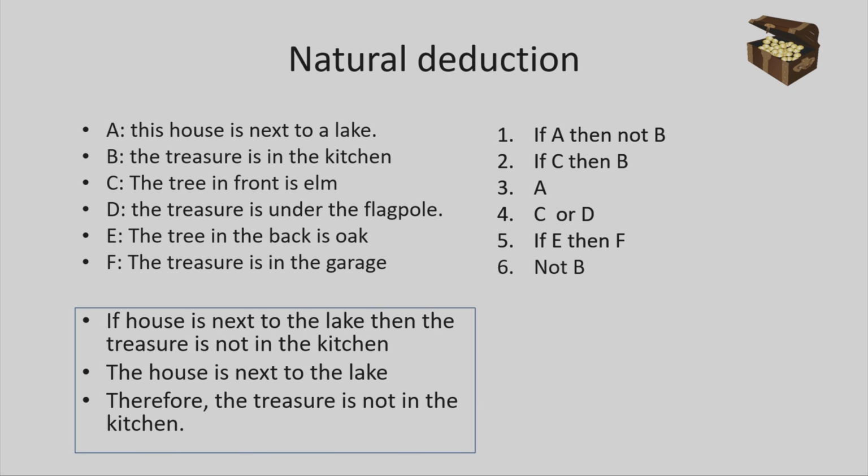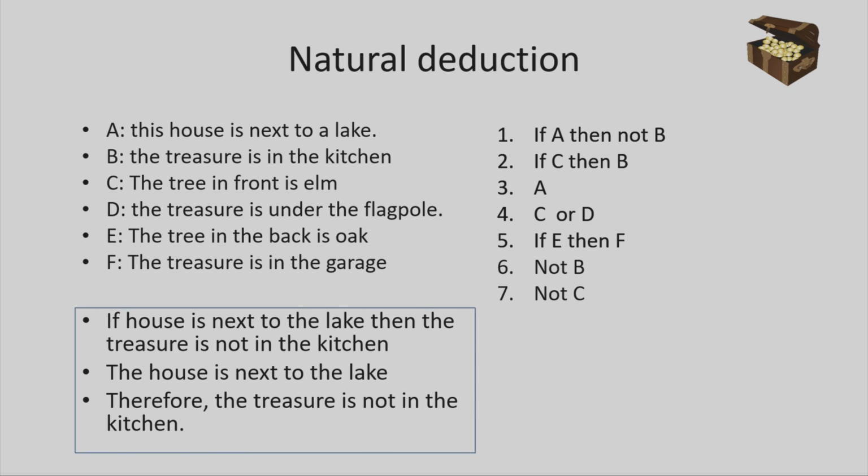But wait a moment, we know that the treasure is not in the kitchen. And if the tree in the front were elm, well, then the treasure would have to be in the kitchen. The tree in the front better not be elm. Don't we need to go looking for it? Besides, that tree must have been gone long time ago, or somebody changed it. Who knows? At least from those clues, we know that at the pirate's time, the tree would not be an elm.